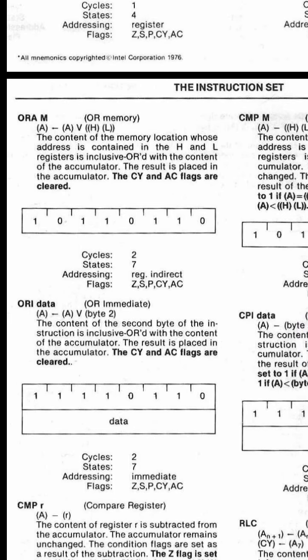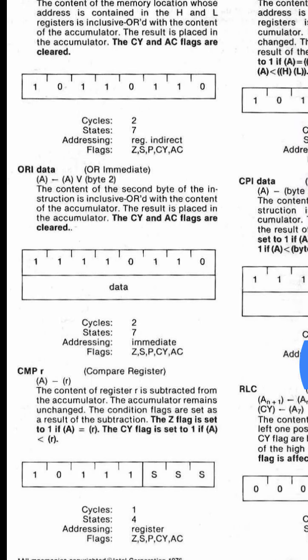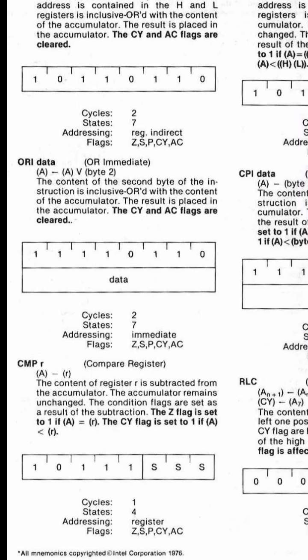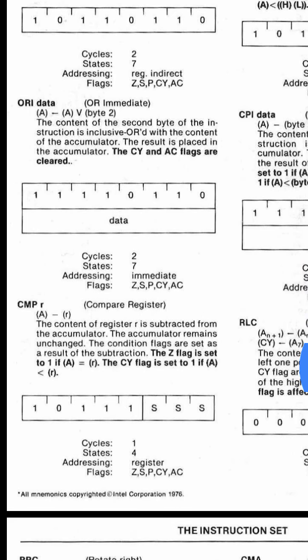ORI, or immediate. Whatever data is specified in the instruction will be logically ORed with the accumulator contents, and the result will be shown in the accumulator. Then CMP. This CMP instruction is very important. Whenever you have to check the equivalence of numbers, then this instruction is performed.